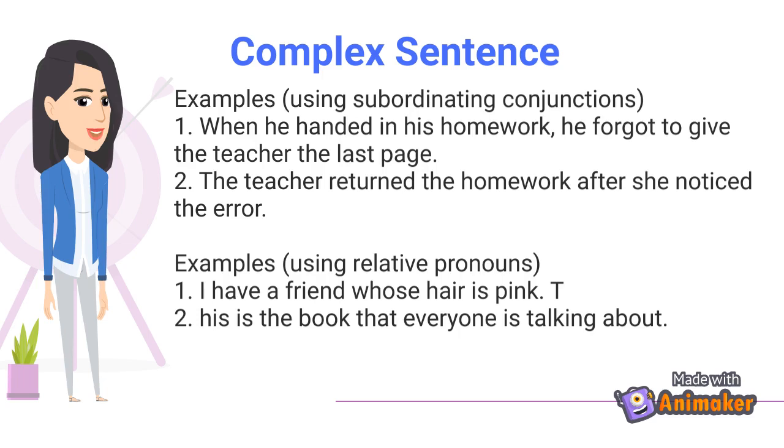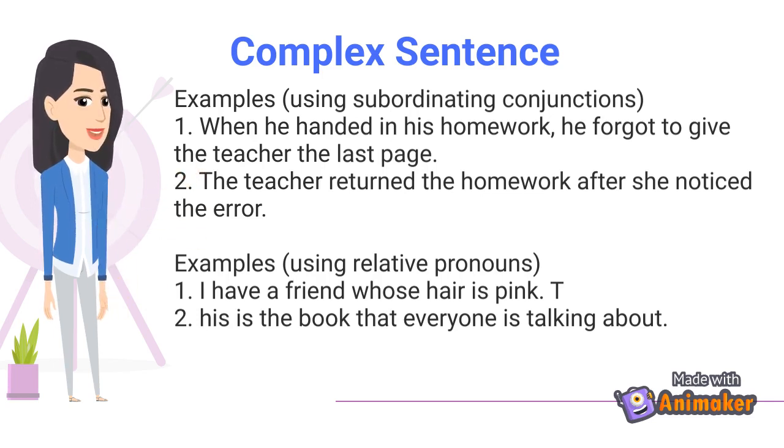The second example is: the teacher returned the homework after she noticed the error. We have an independent clause, the teacher returned the homework. Here we should not use a comma since a dependent clause with a subordinating conjunction is located at the end of the sentence. We have a dependent clause, after she noticed the error.